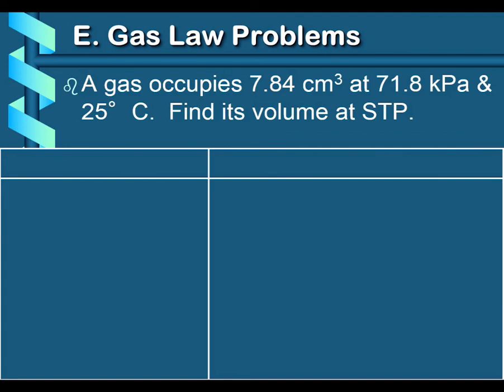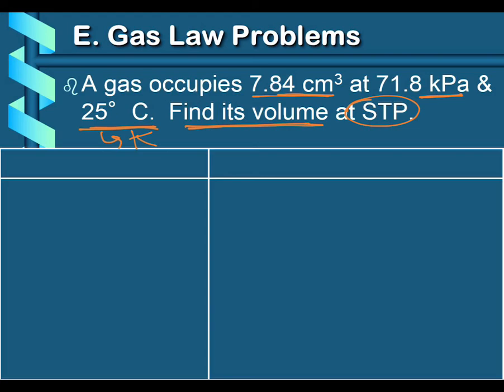In the next one, so you're writing this down too, a gas occupies 7.84 centimeters cubed. Again, centimeters cubed is a volume unit, at 71.8 kPa. That's a pressure unit, and 25 degrees Celsius. So that temperature must be changed over to Kelvin. We're going to find the volume at STP. So again, you have to recall, well, what does STP stand for? That was standard temperature and pressure.